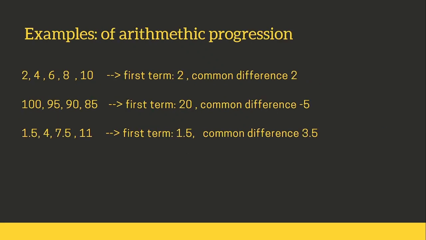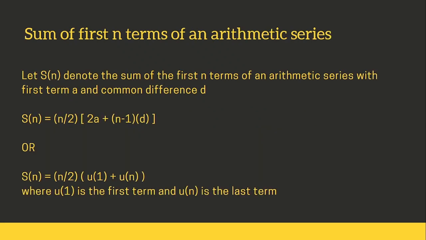For example, an arithmetic progression is 2, 4, 6, 8, 10. So the first term is 2, the common difference is 2. Another: 20, 15, 10, 5, first term is 20, common difference is minus 5. Then for that one, first term 1.5, then go to 4, 7.5, 11. So the common difference is 3.5.